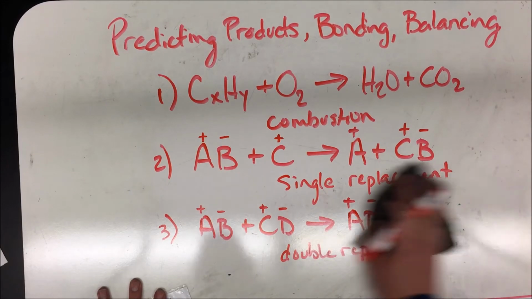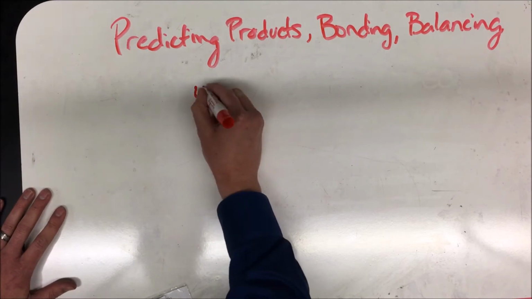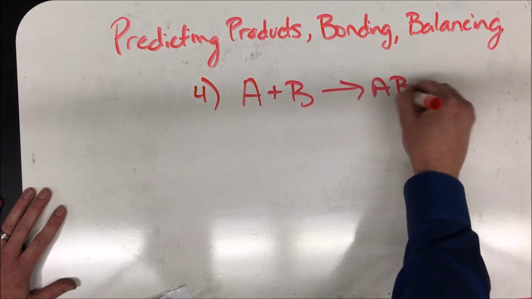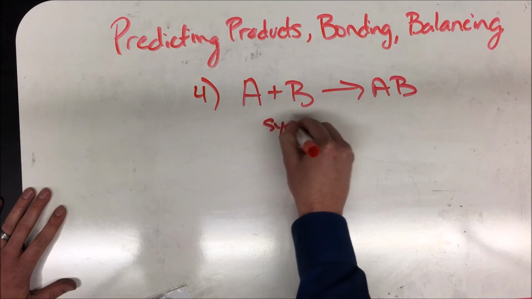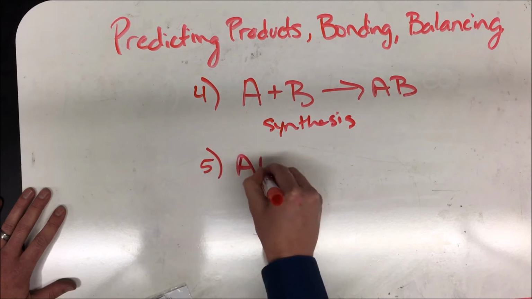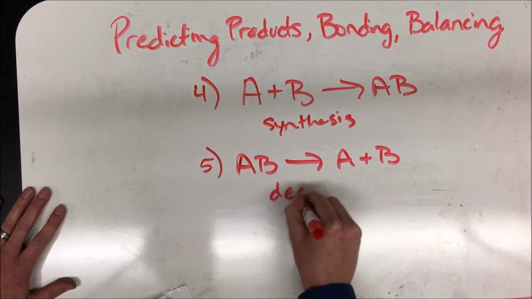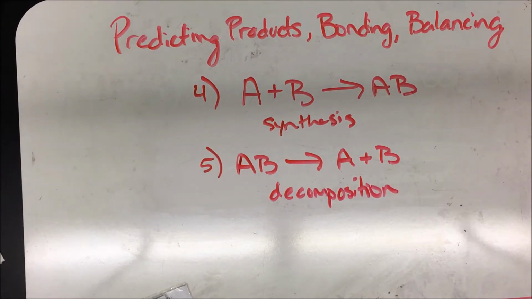Here are your next 2. We have synthesis. That's going to be A plus B yields AB, taking small parts and putting them together to make a compound. And then the opposite of that is decomposition, where something large, a compound, is broken into its smaller parts, just like you see right here. All right, so that's how the 5 major types of chemical equations work out.